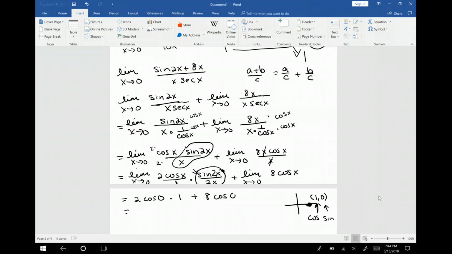So if you are just plugging the 1 in, you have 2 times cosine of 0 is 1, plus 8 times cosine of 0 is 1, and that's going to be equal to 10 then.